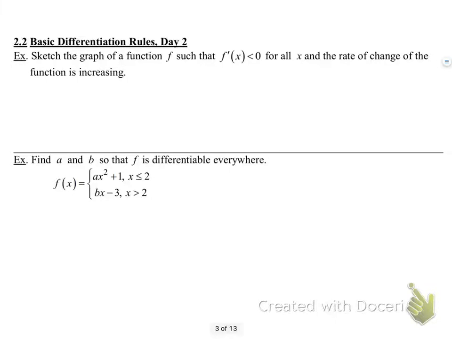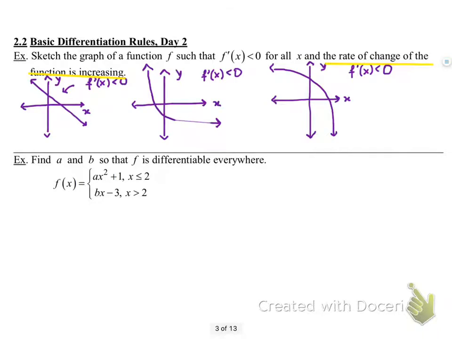Okay, folks, so we're going to sketch the graph of a function f such that f prime of x is negative for all x, and the rate of change of the function is increasing. All three graphs in front of us here are the graphs of functions with a negative slope. I don't know why that's skinny right there.